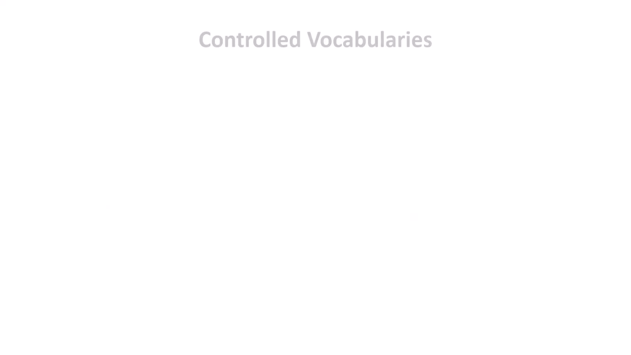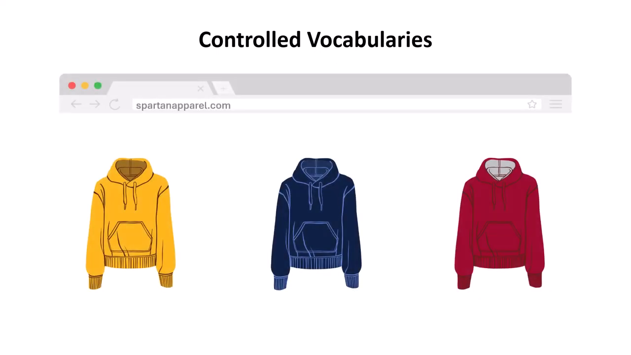You can think about controlled vocabularies like this. Let's say that you and two of your friends have started a website where you sell clothing, including sweatshirts. You might call them hoodies, one of your friends calls them pullovers, and the third refers to them as jumpers. If you were creating a controlled vocabulary for your website, you would come together and agree on one term to tag all sweatshirts with, making them easier to locate.